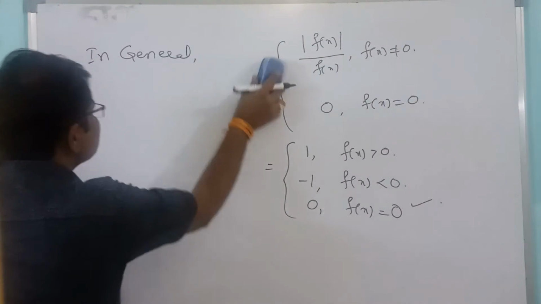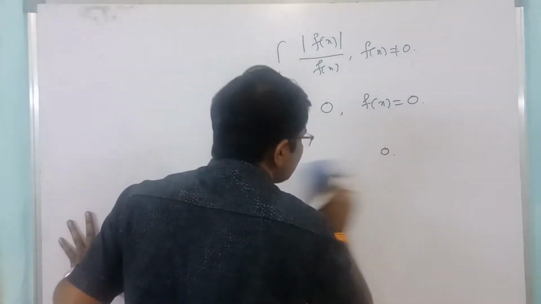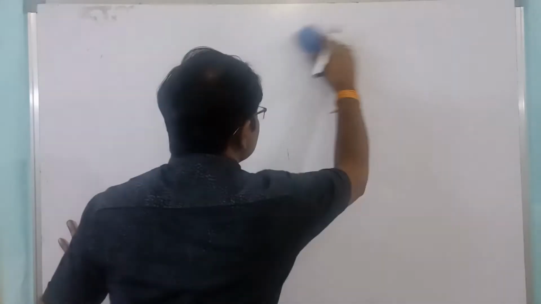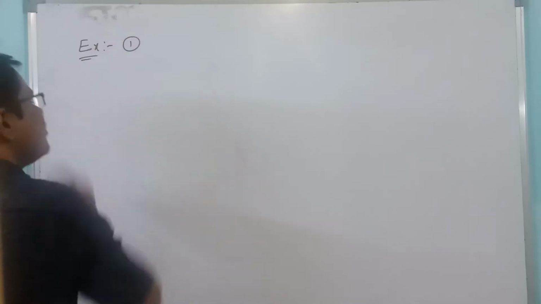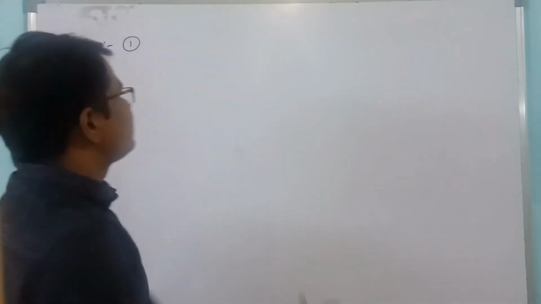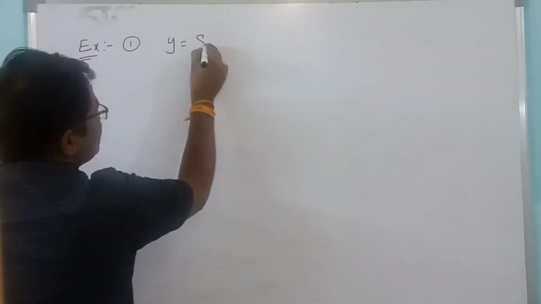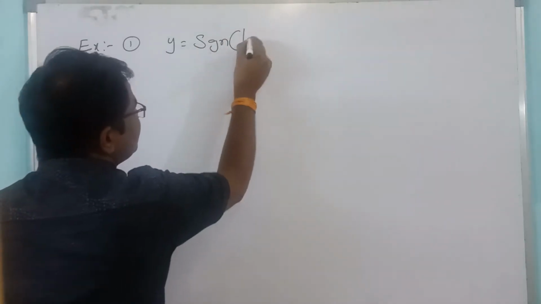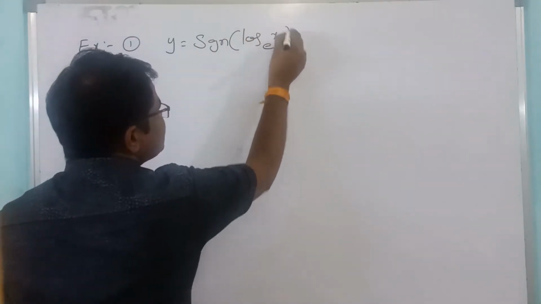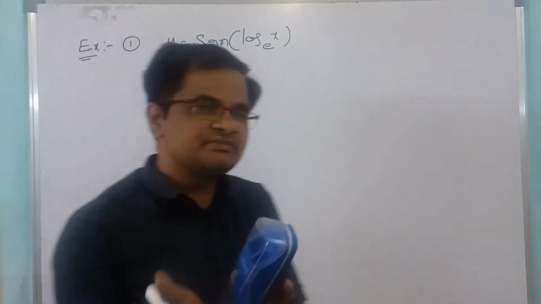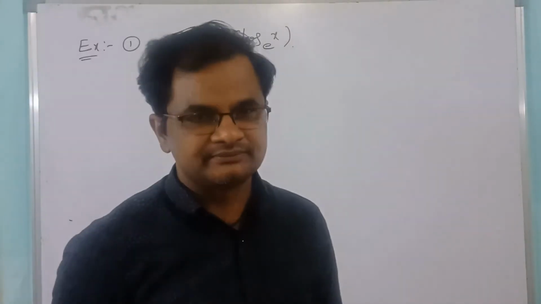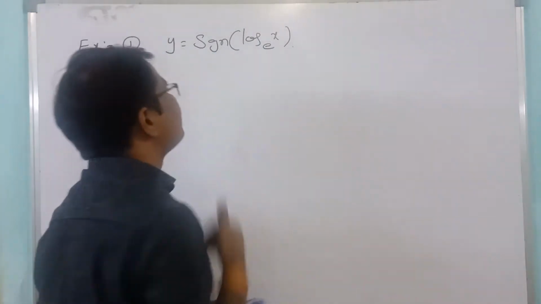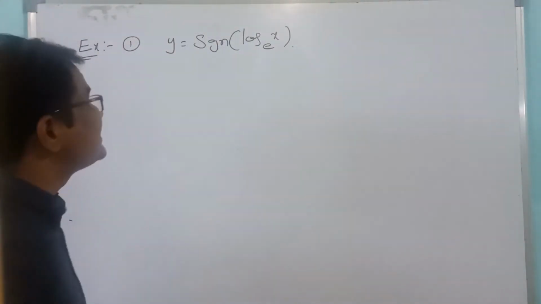Now by using this information you have to draw the graphs of different types of signum functions. So take the first example. These are most important. First one is y equal to signum of log x to the base e. What is the difference between the previous one and this one? In place of f of x, you take log x. So how do we get the graph of the signum of log x?